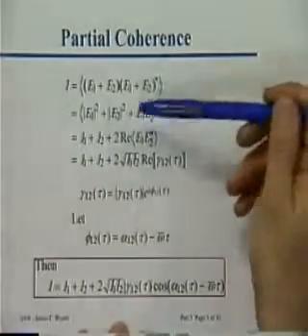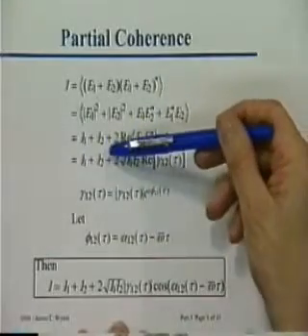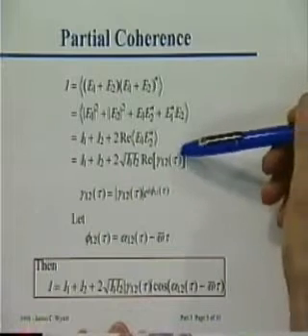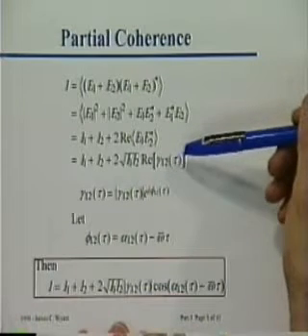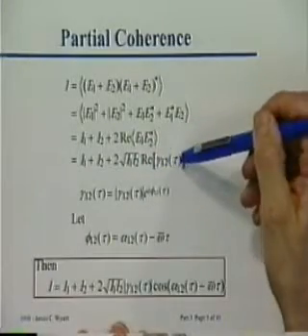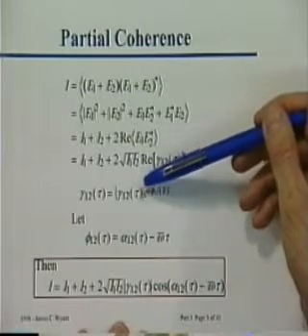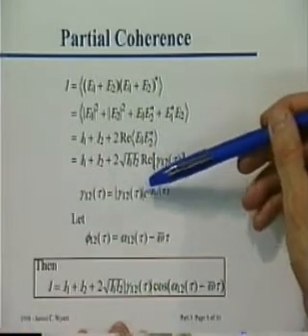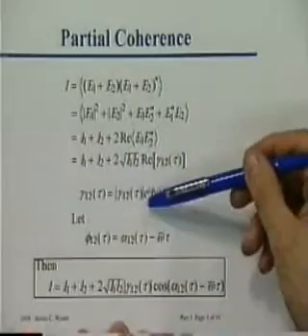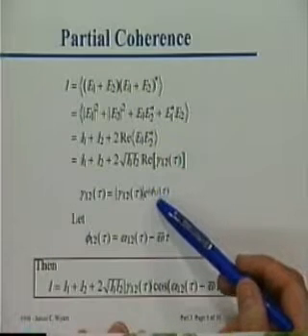Working through here, we got that this was equal to I1 plus I2, plus 2 times the square root of I1 I2, times the real part of this thing we call gamma 1, 2 of tau, the normalized coherence function. It's a complex number, so we can write it as some magnitude, the magnitude of gamma 1, 2 of tau, times e to the i phi 1, 2 of tau.